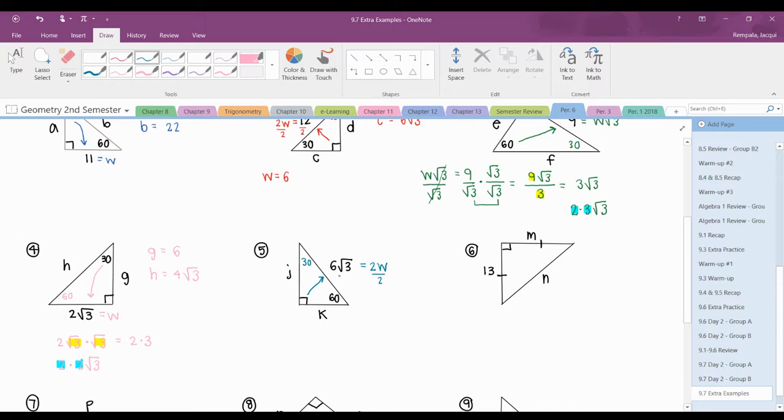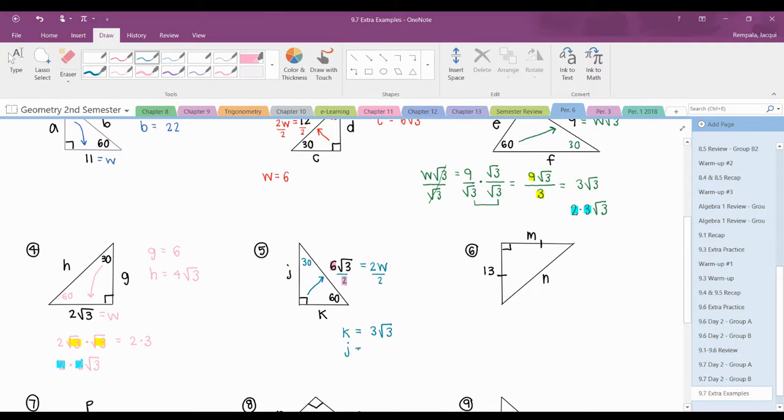All I have to do is divide both sides by 2, and that's going to get me the shortest side. Notice that it's the numbers on the outside of the radical that I need to divide. So 6 divided by 2 is going to give me 3, and I keep the square root of 3. Now remember, that's the shortest side. Which is the shortest side in this triangle? Well, it's always the side across from the 30 degrees. So that means K is a length of 3 root 3.